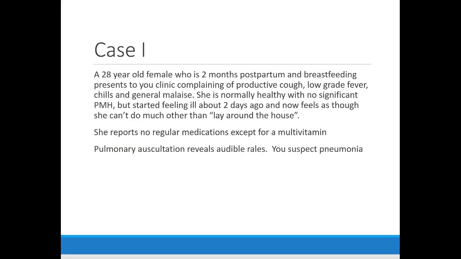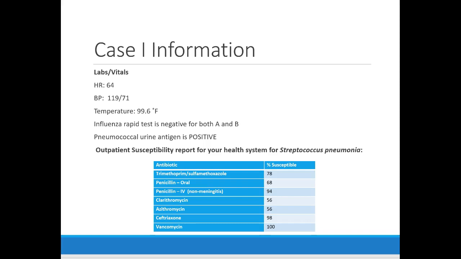And then we have a case we can go over quickly. Give me a second. You can pause this and read it. Here's some information for the case. Blood pressure, heart rate, temperature. Again, you can pause this and review it. I've given you susceptibilities for Streptococcus pneumoniae.